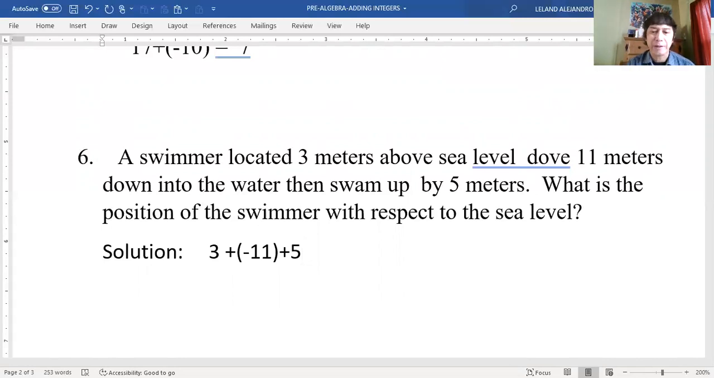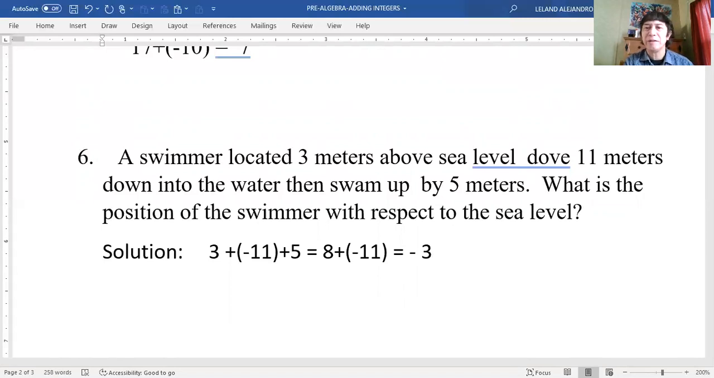All right. So this will now be the solution. We're going to combine now the positives. We have 3 and 5. That's 8. And then we're going to add the negative 11 there. And this will result to a negative 3. And this will be in meters.